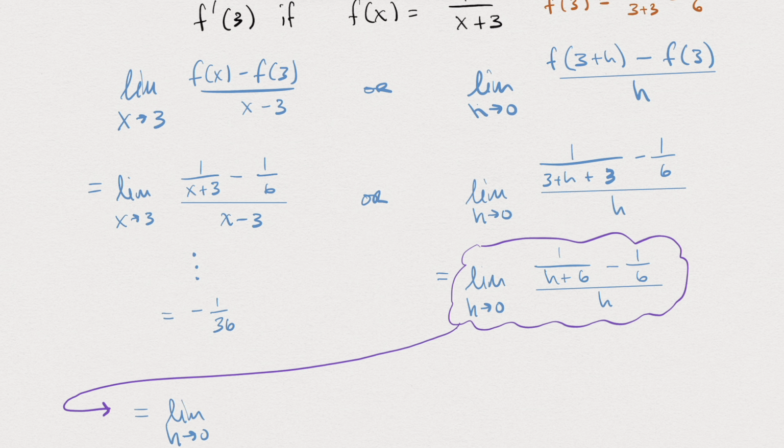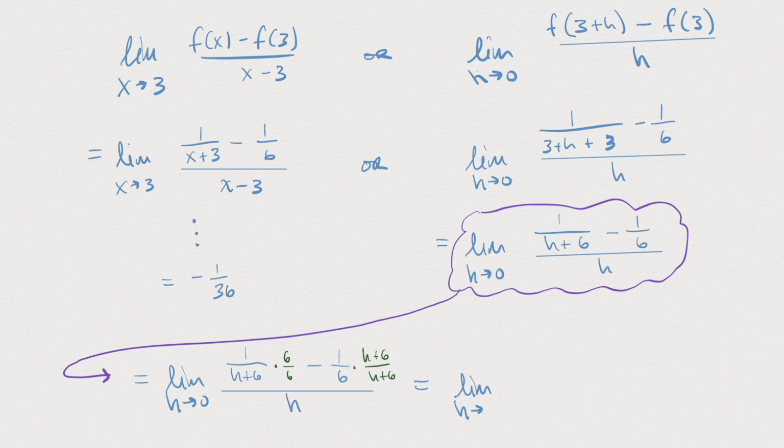So we're going to get the limit as h goes to 0 of 1 over h plus 6. Give myself some space to build my common denominator, minus 1 over 6. Common denominators need to be built through multiplication, so I'm going to multiply this by 6 over 6, and this one by h plus 6 over h plus 6. That's going to give me this monster fraction where h is on the bottom, and on the top left I'm going to have a 6 minus the top right, which is 1 times h plus 6, and then that's over 6 times h plus 6.